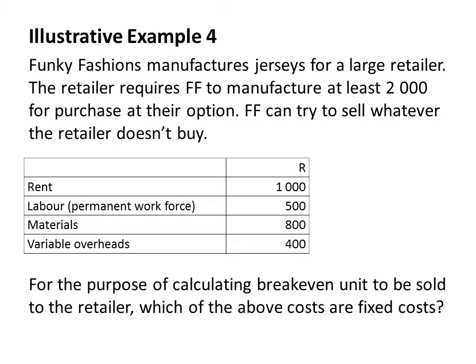Okay, rent is usually a fixed cost, permanent labor is a fixed cost. Usually materials is a variable cost because as you produce more, you spend more on materials in direct proportion. And the same with variable overheads. But in this case, you must be careful. They have to manufacture at least 2,000 jerseys. Regardless of what they sell, they have to manufacture 2,000. So in this case, all of the cost, the full 2,700, is a fixed cost.